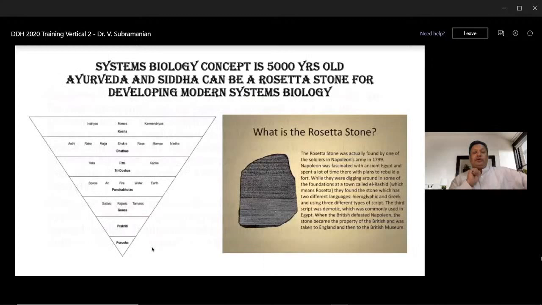To this, I would like to add that, as I told you, 70% of modern medicine was derived from natural sources. The concept of systems biology has been discussed for the last 2 decades or so in modern medicine, but this is an age-old concept, almost 5,000 years old, in Ayurveda and Siddha, whereby the body is taken as a whole. And we have Tridosha: Vata, Pitta, Kapha. I'll not explain the whole of it because it will be taken in some other part. So this particular concept can be, you can say, a Rosetta Stone to understand modern systems biology.